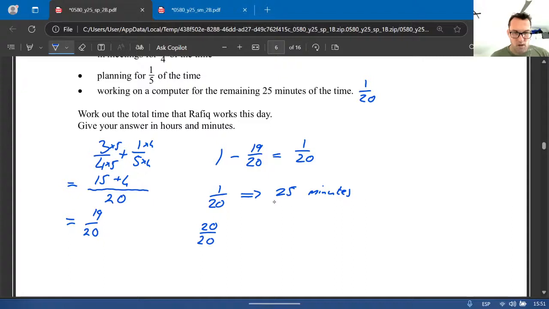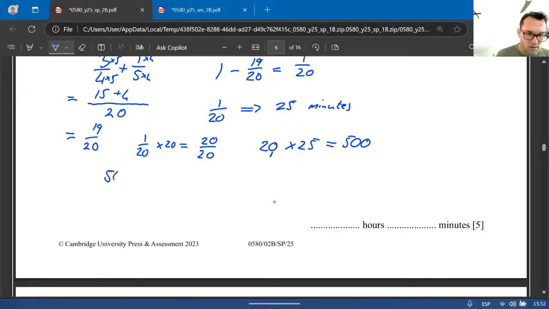Okay, and how do we get from 1/20 to 20? We're trying to multiply by 20. Yeah, 1/20, which is the time he spends on the computer, we multiply it by 20 and we get the whole time, the whole 100% of the time. So we need to do the same. We need to do 20 times 25. So 2 times 25 is 50, and then we just add this 0, and that will give you 500 minutes. That is how much time he works a day. That seems a lot, 500 minutes.